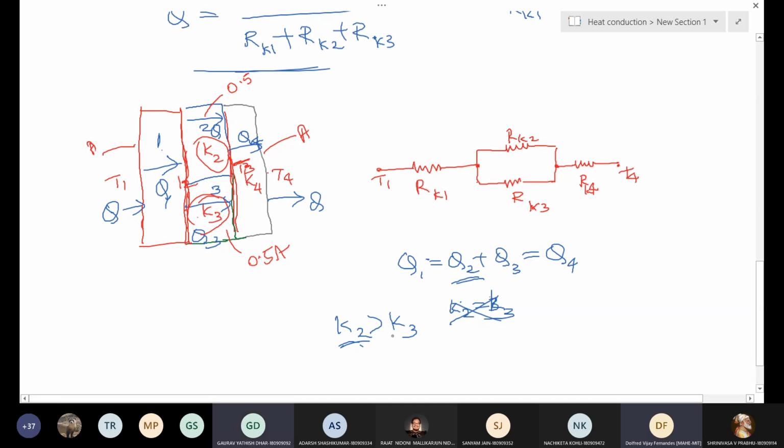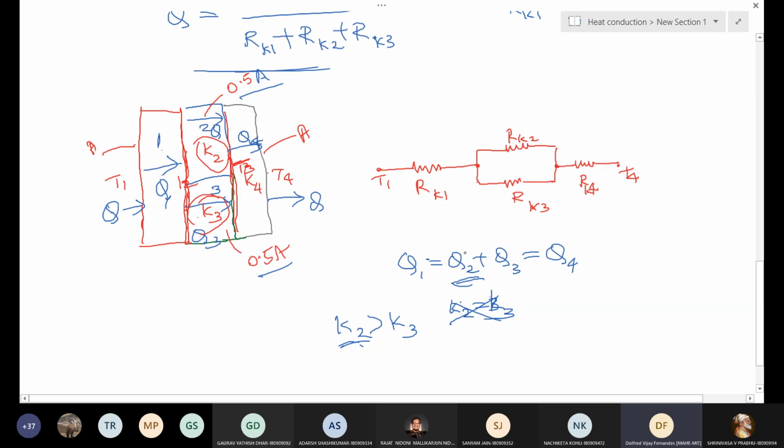K2. Okay. Second one will be more. If the other way, K3 is more than K2, then more heat transfer will take place through the third wall. Got it, right? So it changes proportionally. Exactly, because if you are keeping the area exactly half, then it is a very simple problem. We can easily solve this problem.